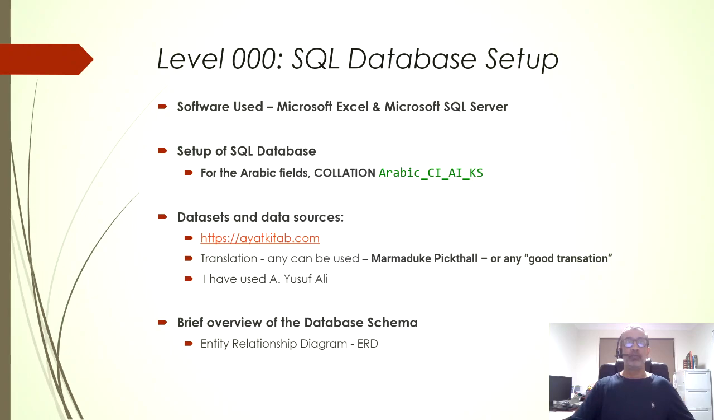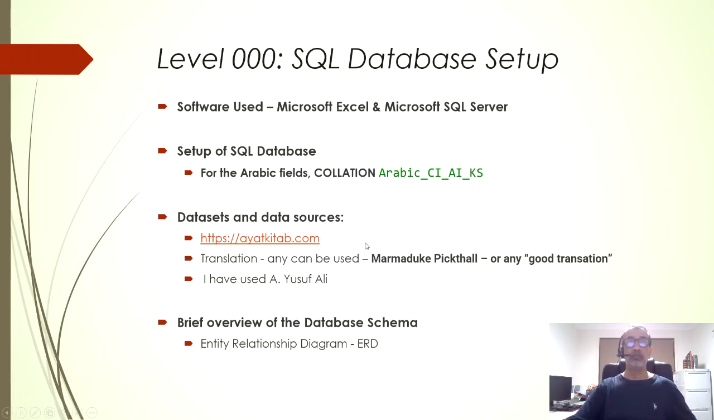Now, in terms of the database that I've set up, obviously I'm dealing with Arabic characters. So the collation for the fields where Arabic data is stored is the Arabic CI AI KS collation. It's basically because I want to stay as close as possible to the Hijai alphabet, the Arabic alphabet.